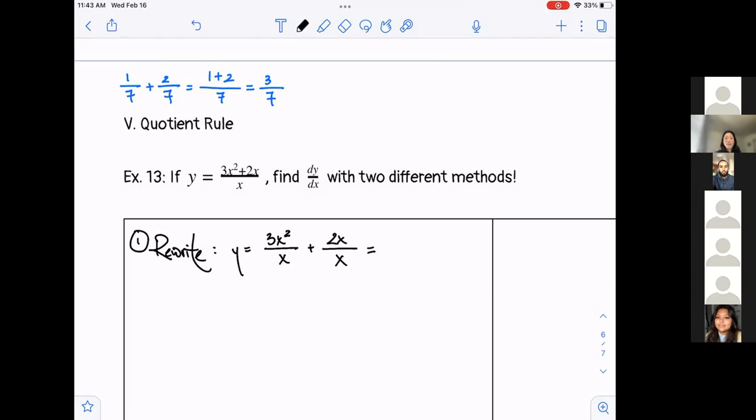Okay. Now, why would we want to do this? Let's keep simplifying. What does 3x squared over x give us? 3x. Exactly. This gives us 3x plus, what does 2x over x give us? 2. Okay. Now this, if you want to, I'll show you in a little bit how we can use quotient rule, but I bet you know how to take this derivative.